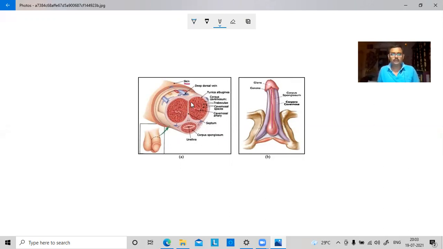If we make a cross section of the body of the penis, we will see the different coverings. The superficial covering is the skin. Another point I should mention is that it is devoid of hair follicles throughout its body, except at the root, where some hair follicles are present. Underneath the skin there is loose areolar tissue, which forms the superficial fascia, and underneath the superficial fascia, another component is the deep fascia.